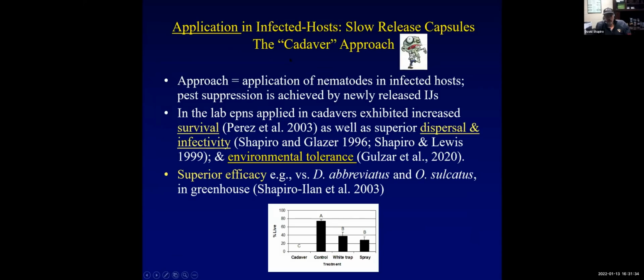Another way to apply the nematodes where we might get greater efficacy is what we call the cadaver approach, the zombie thing with the nematodes. Instead of applying the nematodes in an aqueous suspension, we take the dead insects that are produced and just apply those to the target site where the pests are. And then the nematodes come out of those dead insects, and those are the nematodes that will kill the pest. Interestingly, we saw that when the nematodes come out of these cadavers, the hosts where they're reproducing, they have better survival, dispersal, infectivity, and environmental tolerance compared to nematodes that are applied in water. And that's shown here with percent live insect, which is the citrus weevil. Water applications from a white trap or spray did work, but not as well as the cadaver.